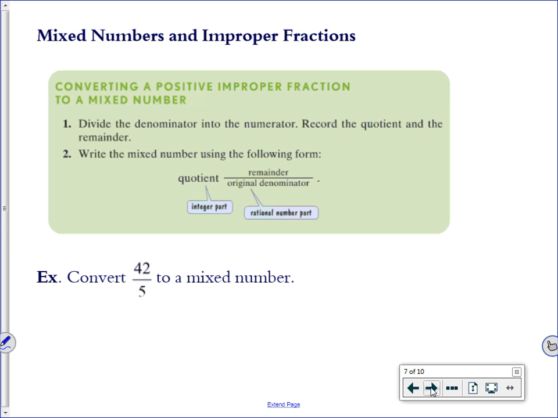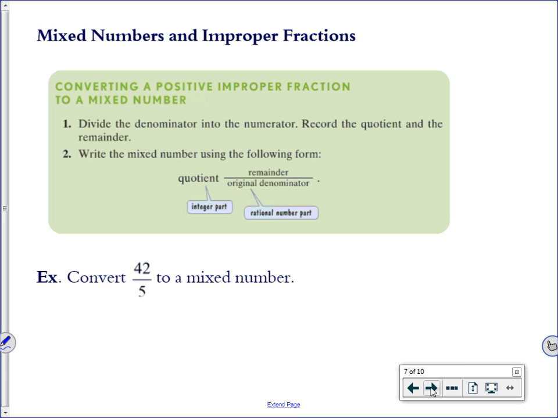Converting to a mixed number, so to go the other way, you'll just want to divide. So the instruction says divide the denominator into the numerator. And you may want to do this on a calculator. If indeed we divide 42 by 5 on a calculator, it's going to give us a decimal. But it's really the whole number part we care about. I want to figure out how many times 5 fits into 42, how many whole times.